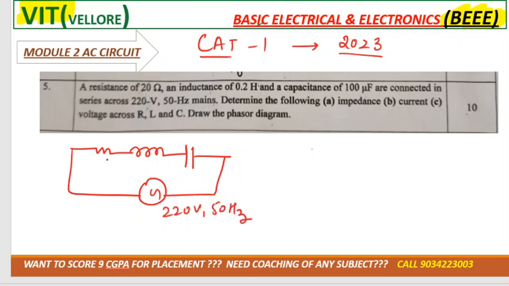So it would be 20 ohm, 0.2 Henry, 100 micro. Determine impedance, determine current, voltage across R, VR, voltage across L, VL, voltage across C, and the phasor diagram.